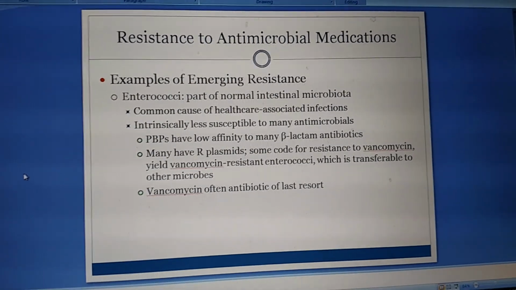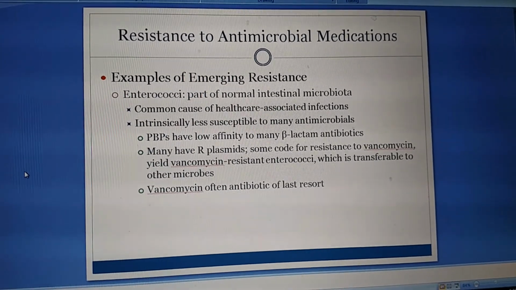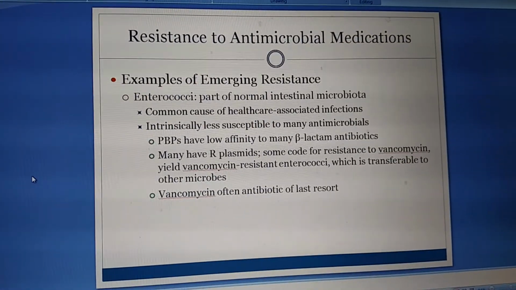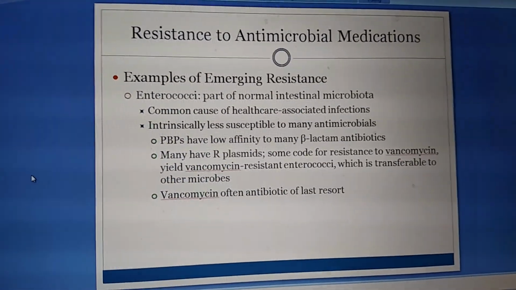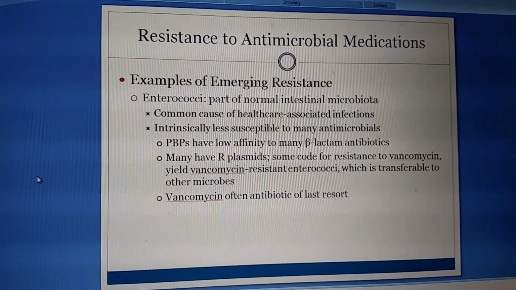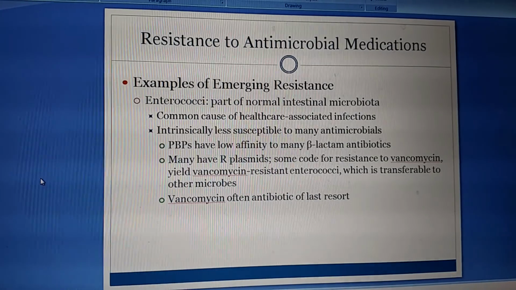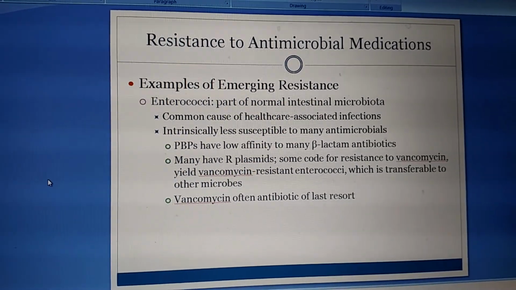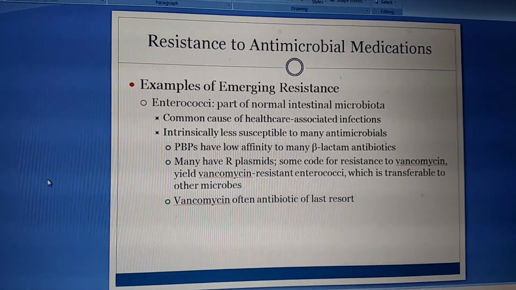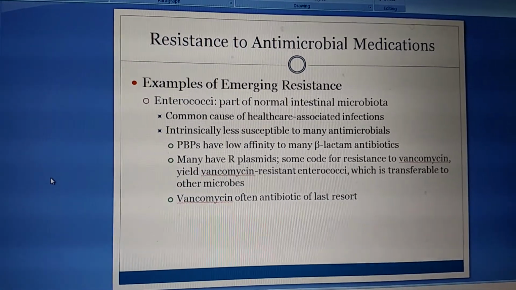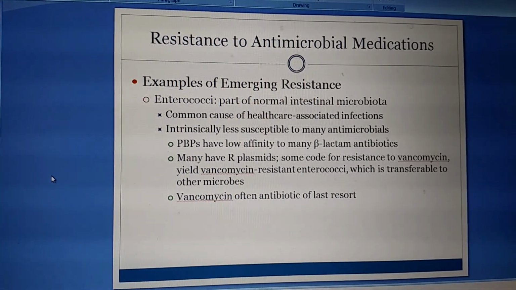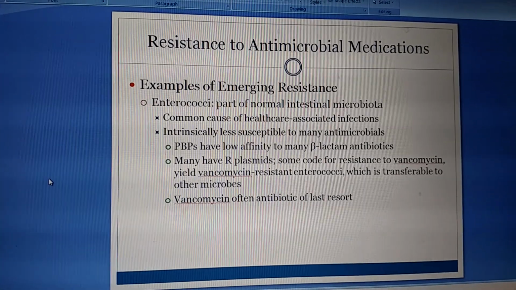Unfortunately, we have a lot of resistance that is emerging and becoming worse and worse. So if you look at the enterococci, they're part of the normal intestinal microbiota. They are a common cause of healthcare-associated infections. They are intrinsically less susceptible because they're gram-negatives, right? However, vancomycin is an antibiotic of last resort, and a lot of them have R plasmids that are allowing them to be resistant to vancomycin, and they can share those R plasmids with other bacteria.